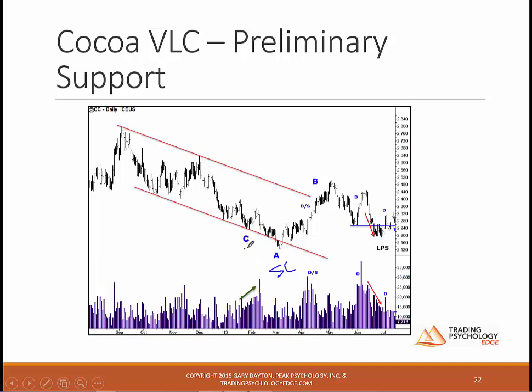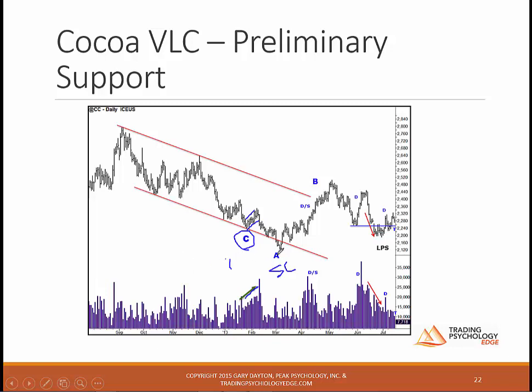But notice here at C where we get this rally. It's not a stellar rally, except look at the volume. It's big and it increases on the rally. This, we wouldn't know it at the time. We have to look at this stuff after the fact.